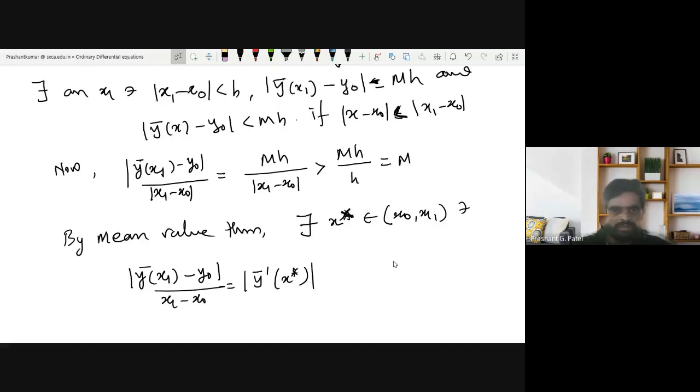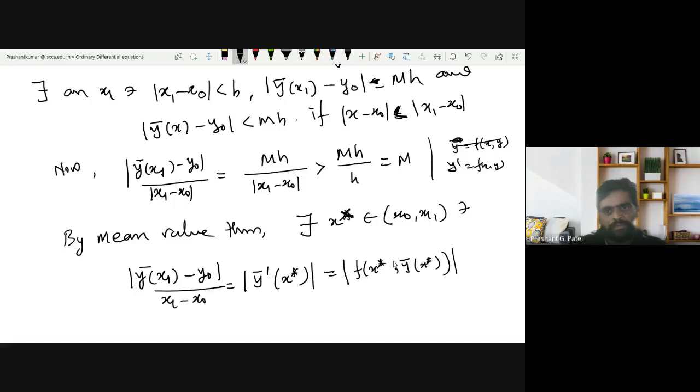But what is this y dash? As y bar is a solution of our equation, y dash is equal to f of x, y. Y dash is equal to f of x, y, and y bar is a solution, so it will satisfy this equation. So that's why this is equal to f of x star, y bar of x star.